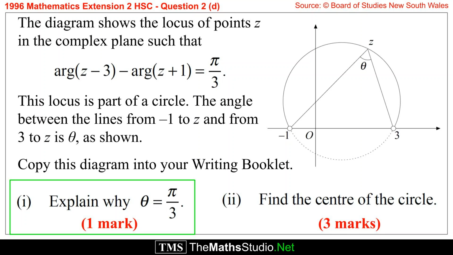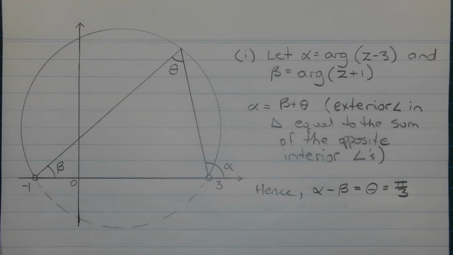Part 1. Explain why θ = π/3. Consider the triangle inscribed in the circle. I'm going to let angle α equal arg(Z - 3) and angle β equal arg(Z + 1). Now angle α, being an exterior angle, is equal to the sum of the opposite interior angles. That is, α = β + θ. Now rearranging this equation, we get α - β = θ, which is equal to π/3.